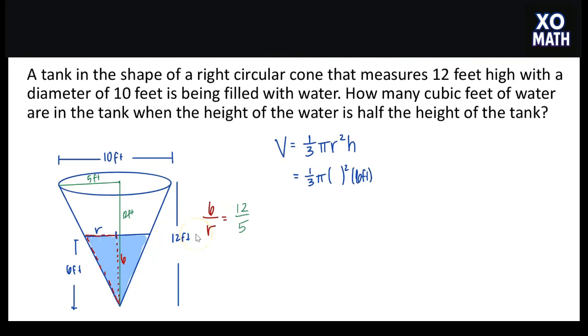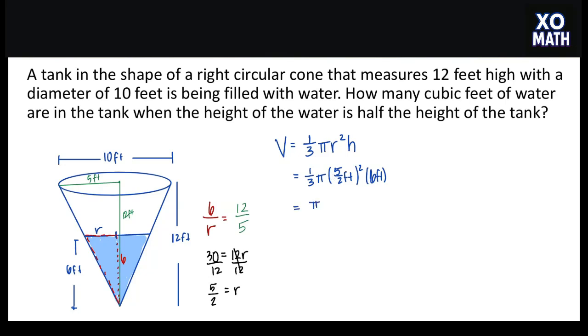So I'm going to go ahead and cross multiply here. I'm going to have 6 times 5 is 30, and 12 times r is 12r. I'll divide both sides by 12. So I have r is equal to, if I put this in lowest terms, they're both divisible by 6, so I have 5 halves. So r is equal to 5 halves. I'm going to substitute that back in over here for r. And the units of that r value are going to be in feet. The radius is in feet. So 5 halves feet.